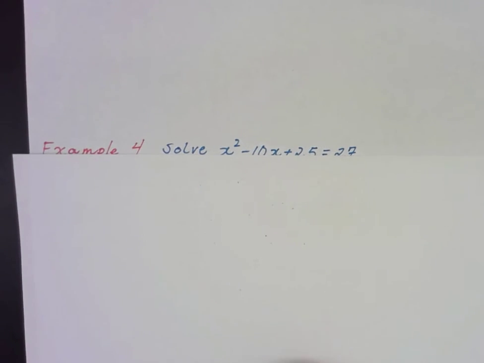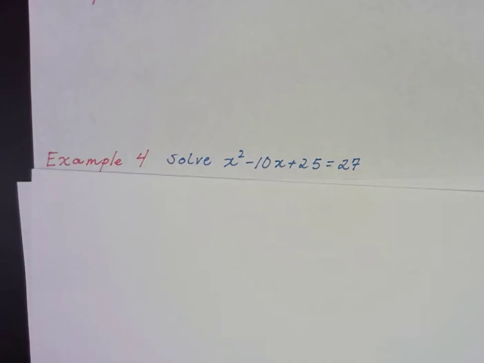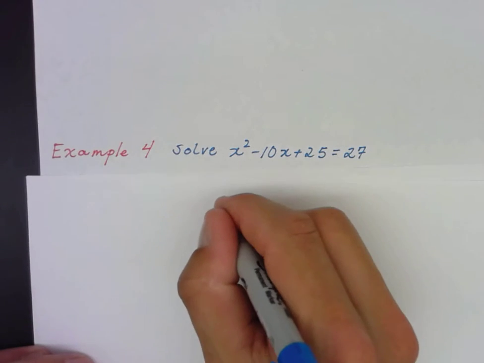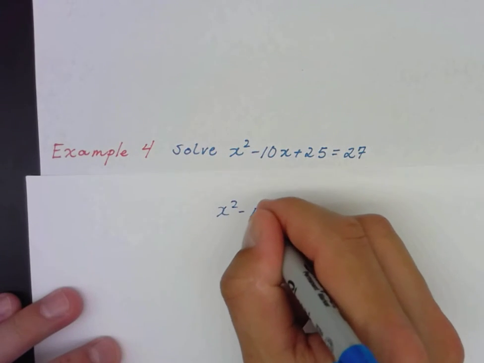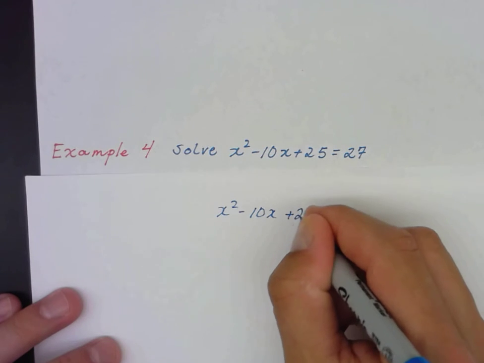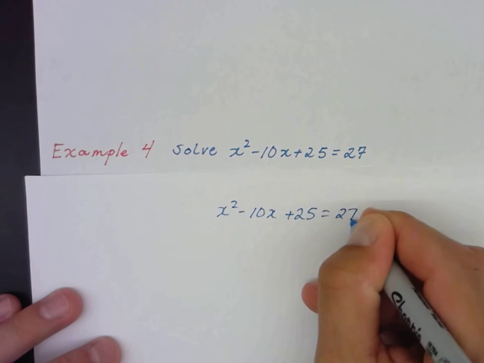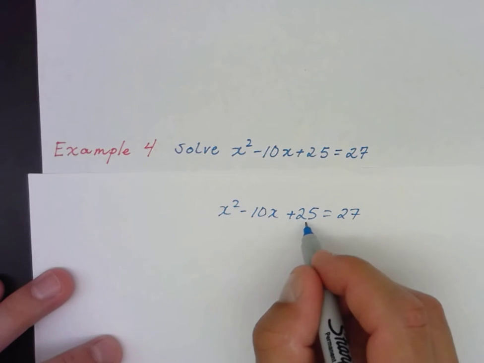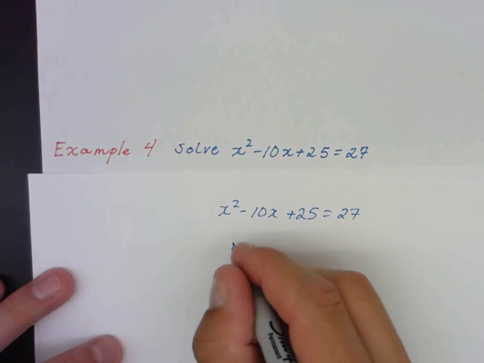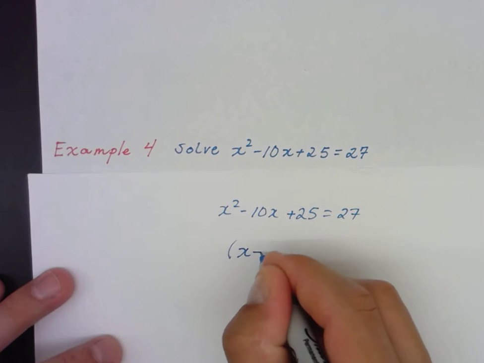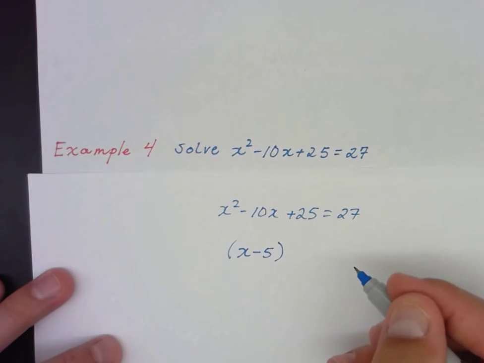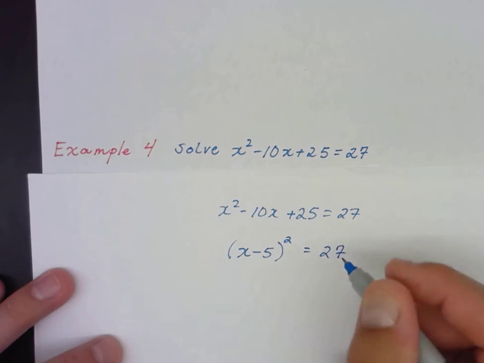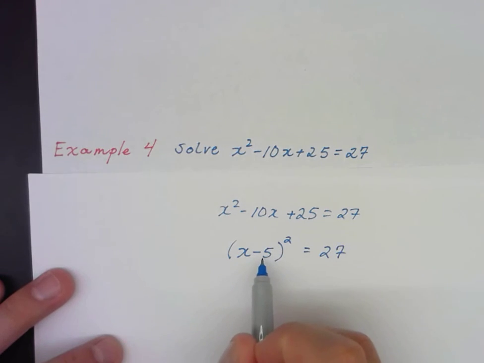Okay, so let's go ahead and look at one more. Let's solve this last trinomial. And this is also a perfect square trinomial: x squared minus 10x plus 25, and that equals 27. Now this is not a perfect square like the 36 was. So let's see. Two numbers that multiply to be 25 and add to be negative 10. This is going to be x minus 5 times x minus 5, or x minus 5 squared, and that equals 27. A perfect square trinomial means the length and the width are the same.